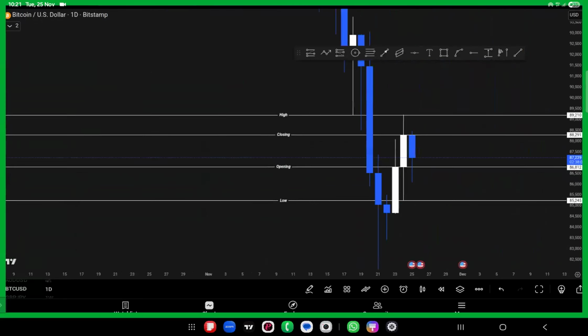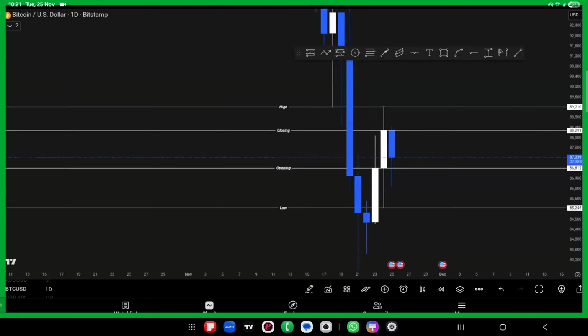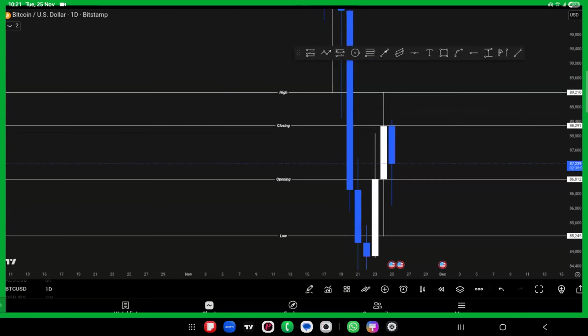And with that, you can see that we have arrived at our structure of the candle, which is our opening here, our closing here, our high here, and our low here. So now, with this being said, this is our structure of the candle, or rather the formation of the candle. This is how the candle forms.